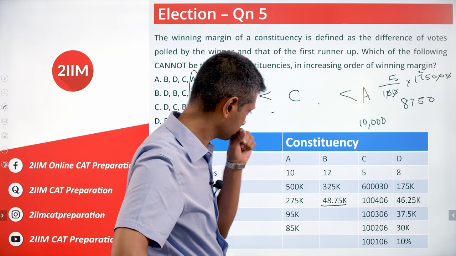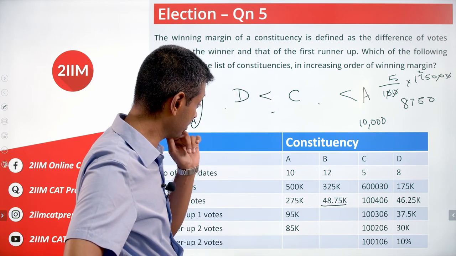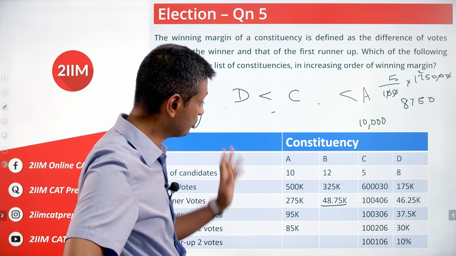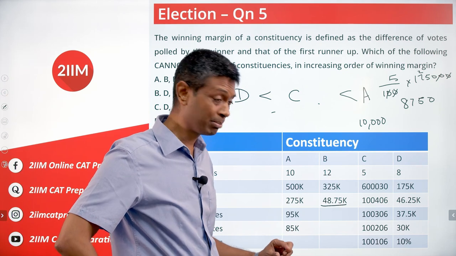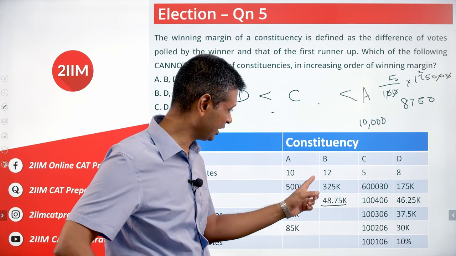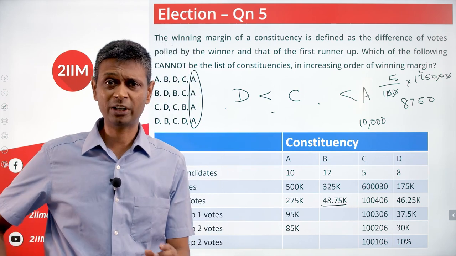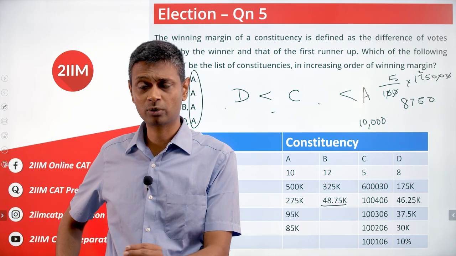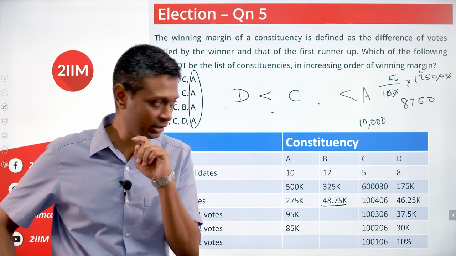1 by 48.75. Maybe we can find 11 candidates remaining. Even if all of them got equal, that'll be the scenario where the difference will be maximum. So we can find that 325 minus 48.75 divided by 11. We can find out if all of them got an equal number of votes. Not equal, but plus or minus something, 1 vote, 2 vote. We can find a ballpark for that.